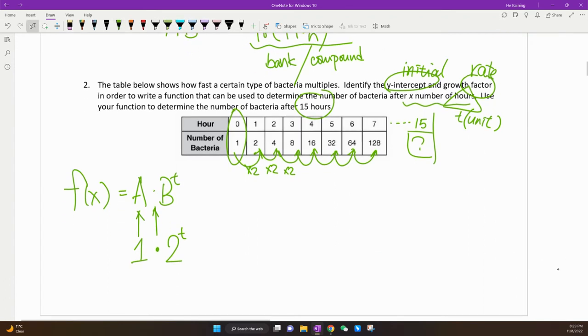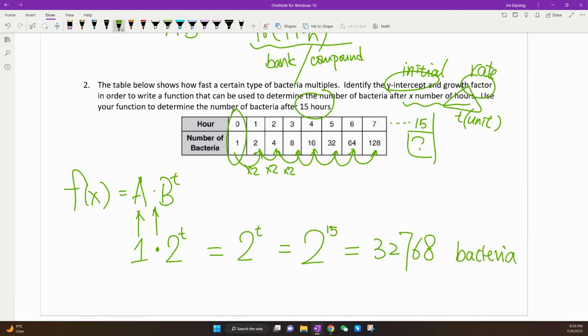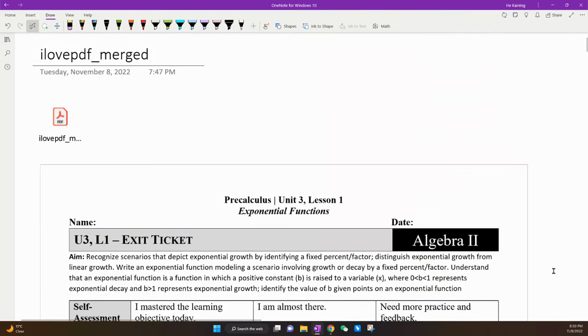Okay, in here, I need to plug in the number 15. I know 1 times everything is just whatever number I use, so just 2 to the T. Now here, I need to plug in T for 15, so I need to look for 2 to the 15th power. After you punch it in a calculator, you got 32768. Now I know this is going to be a whole number and I still have to give it a unit. Oh, count of bacteria. So you can say the word bacteria just like that. Okay, hopefully this is going to be helpful for unit 1.